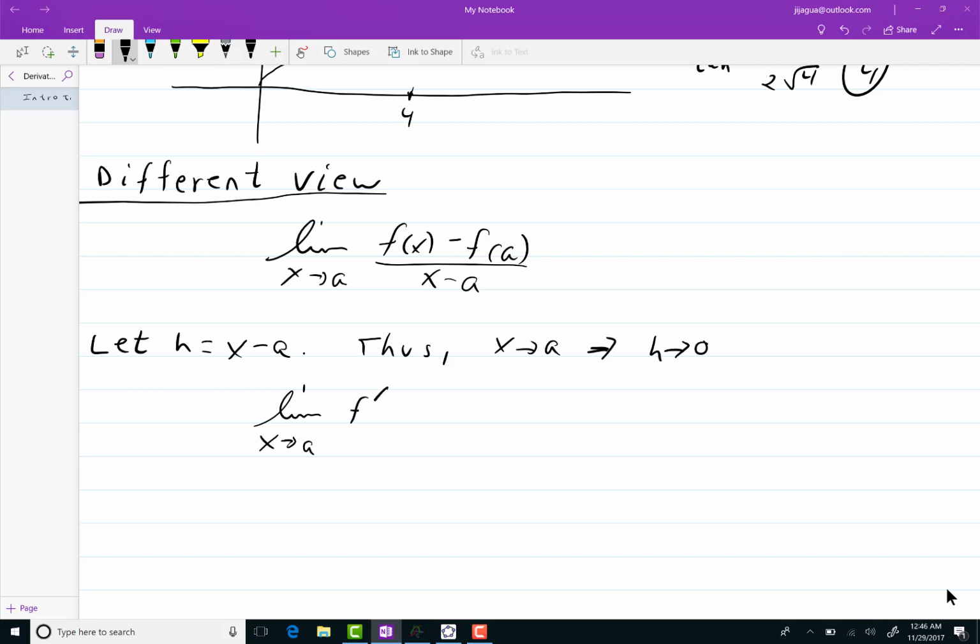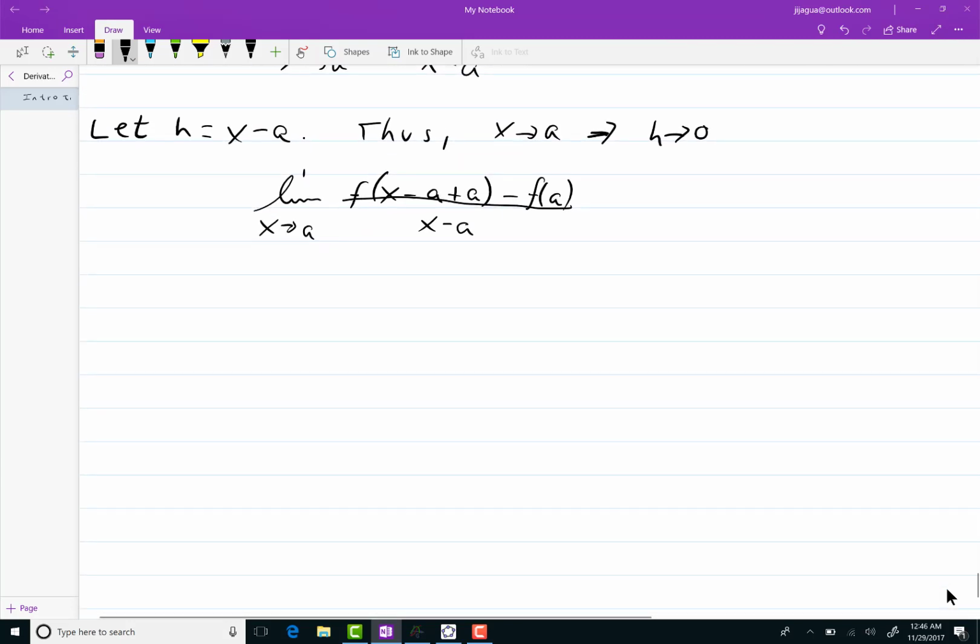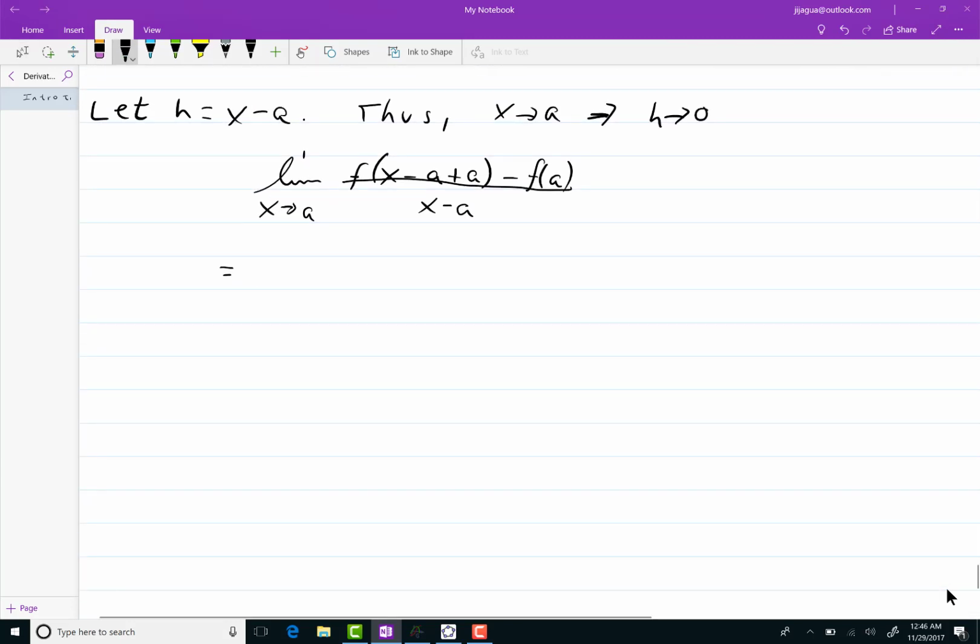So the limit can be rewritten as the limit as x goes to a of f. What I'm going to do is this: f of x minus a plus a, minus f of a. Remember, I didn't do anything. I added and subtracted an a inside those parentheses. And I got an x minus a down here. And this equals the limit as h goes to 0 of f of h plus a minus f of a all over h.